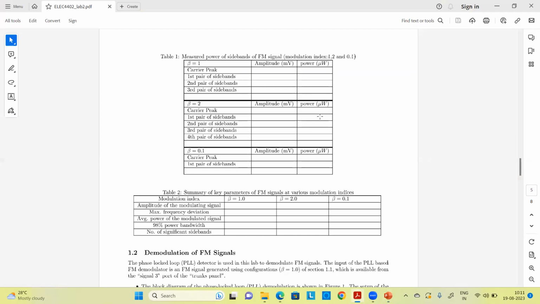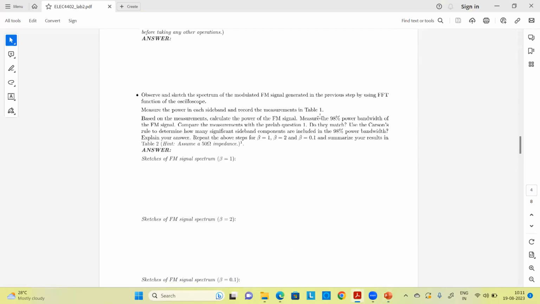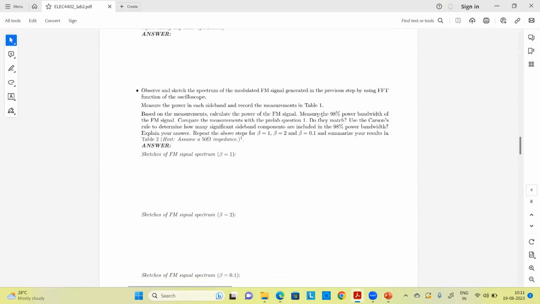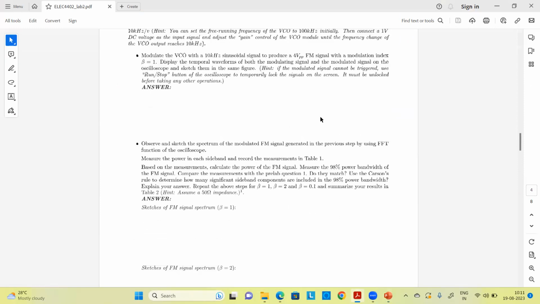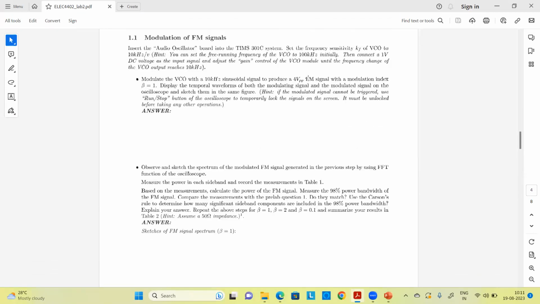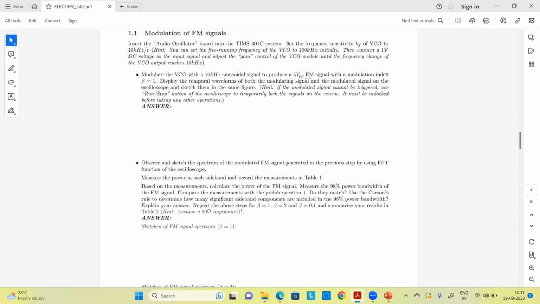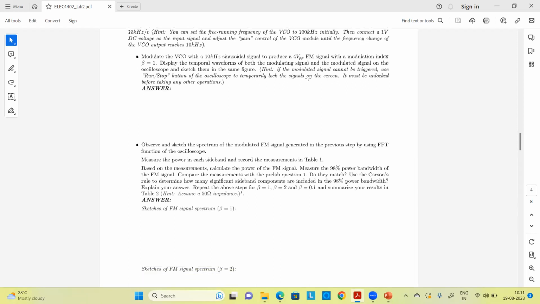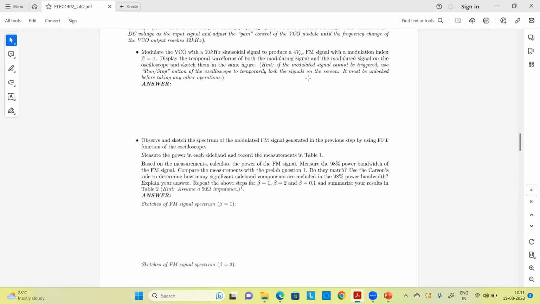Now this is about displaying the temporal waveform that you're able to see on the oscilloscope. So this will be a part of your lab. What I want to teach you is this part. The first part is done. When you do the lab part, you'll be able to see the waveforms over there. You just need to sketch those waveforms.